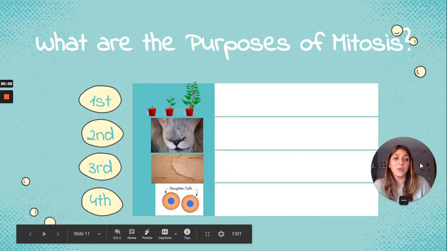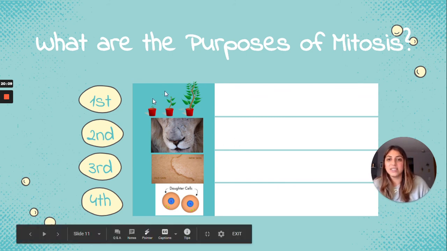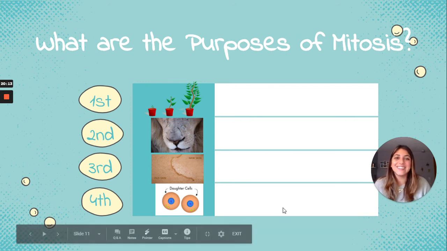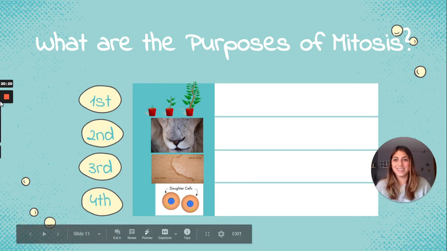So these are the 4 important things, the purposes of mitosis. I've got these 4 lines, and I want you to take a look at the clues and type your answers into your slide. Pause right now so you can do it, and then press play to see if you got the correct answers.